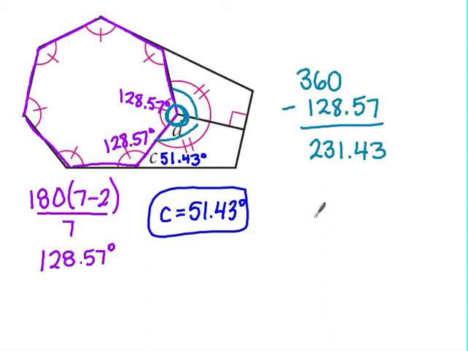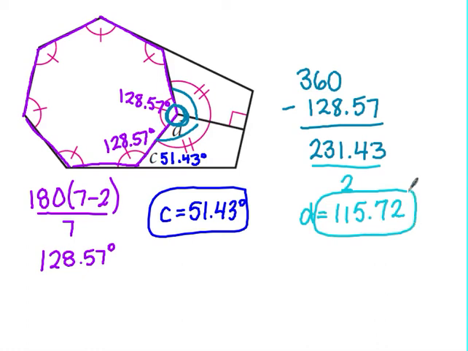What do you know about both of those angles? They're the same, so what do I need to do with that? Divide by 2. And what does that come out to be? What does D equal then? 115 point what? 72? Okay, so there you go.